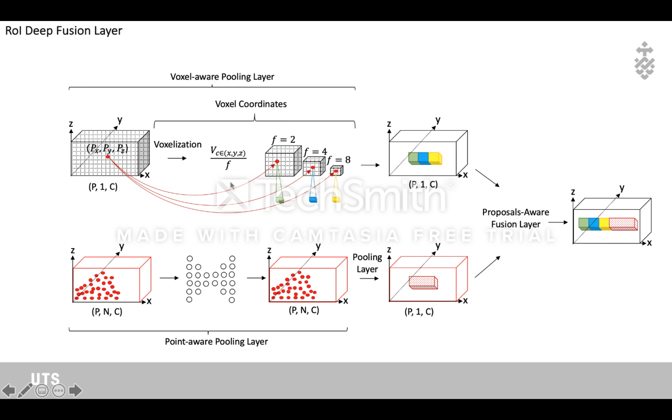Here is the detail of the ROI deep fusion layers. We extract the voxel features with different receptive fields to form coarse-to-fine voxel-wise features. And we also use a lightweight PointNet to extract the point-wise features, which preserve the original 3D space point information. Afterwards, we concatenate the voxel dense features and the point-wise features together to reach the proposal-aware fusion layers.